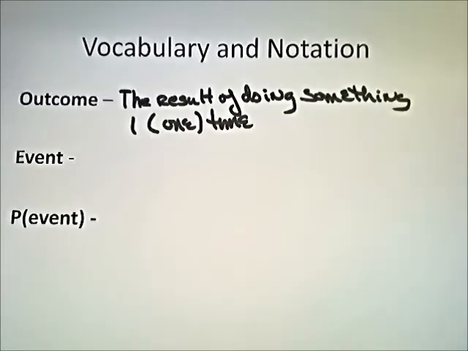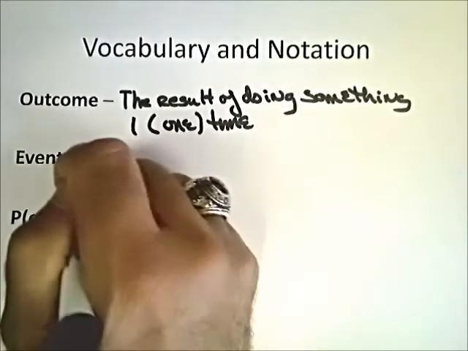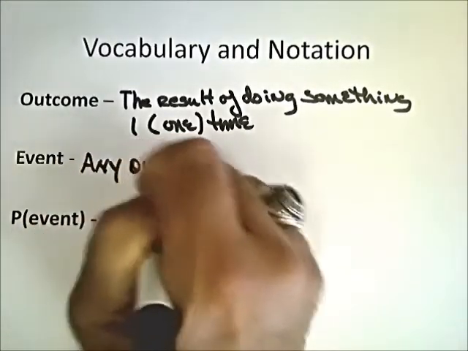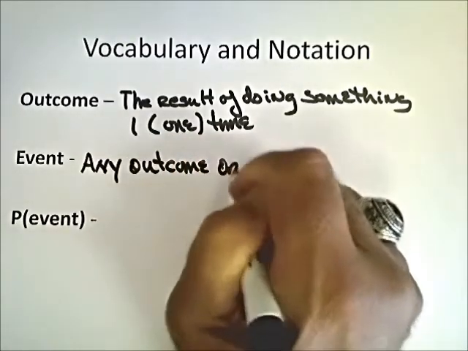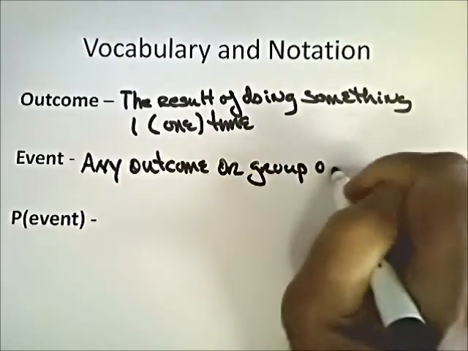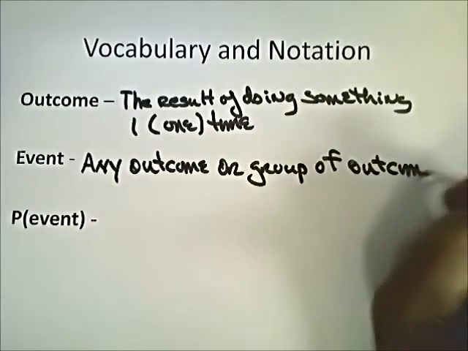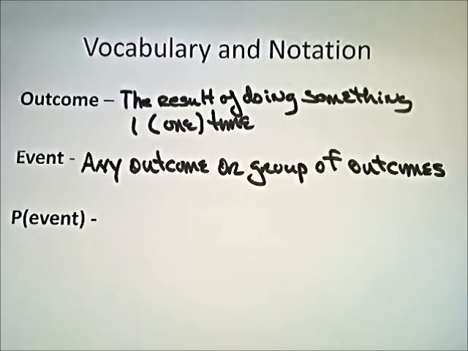Now the next word we're looking at is event. The term event refers to any outcome or group of outcomes. So that would be any outcome or group of outcomes. That would be an event. When we think about the probability or the likelihood of flipping a coin on heads, then this is the event. So when we talk about the likelihood of something happening, like flipping a single coin and how many times it would come up heads, then that would be the event.